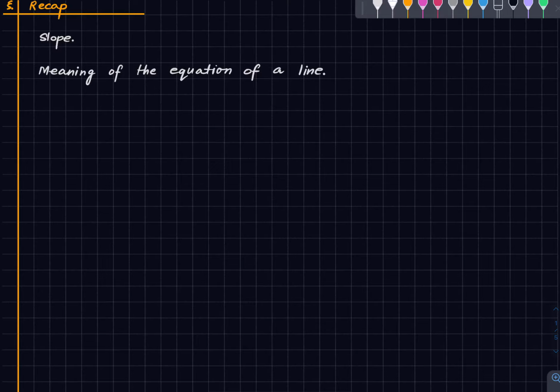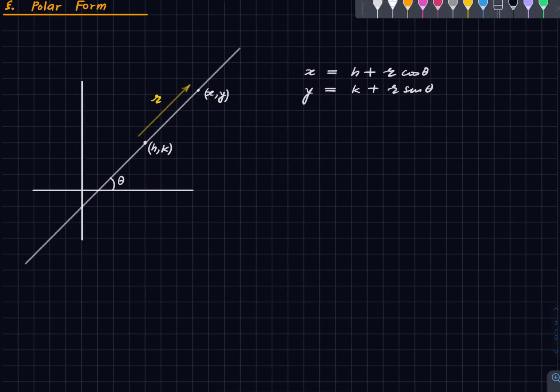So all one needs to know is what is meant by the slope of a line, the meaning of the equation of a line, what is a line, just very basic concepts about the coordinate plane. All right. So it is called the polar form, as it were.